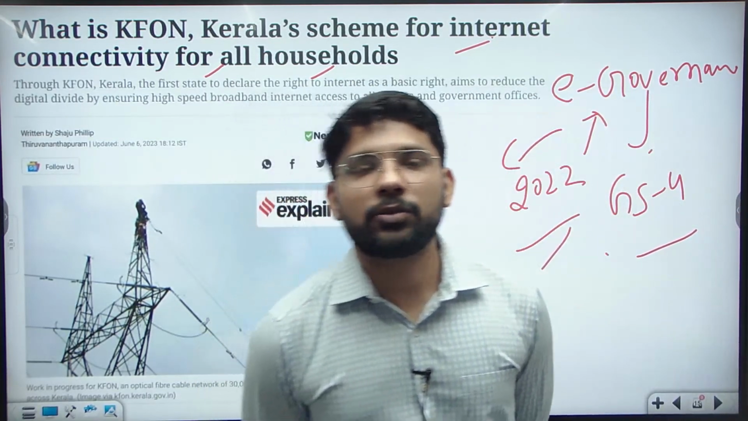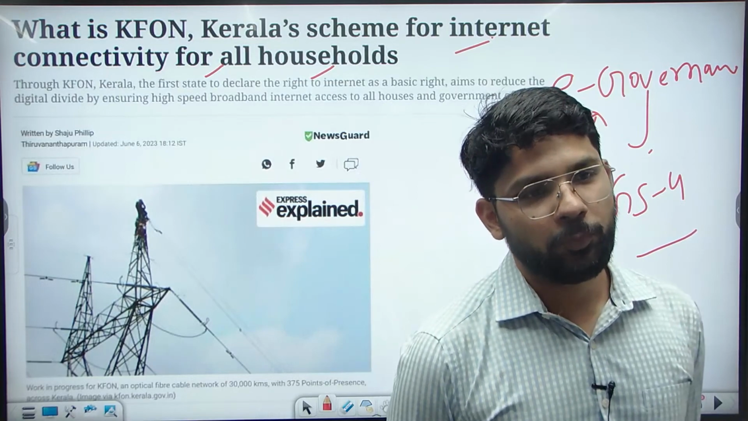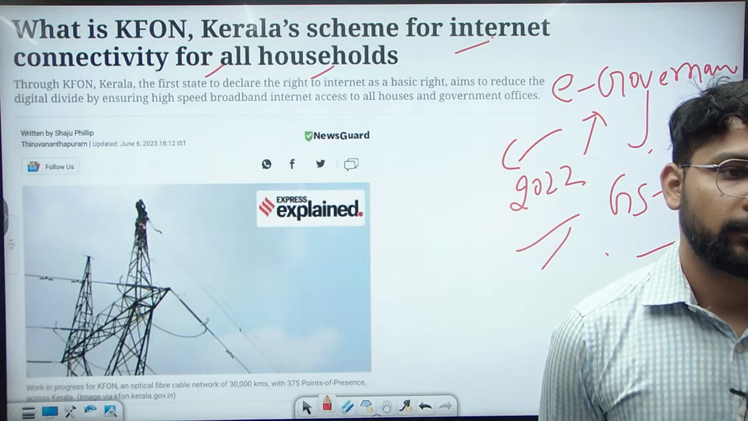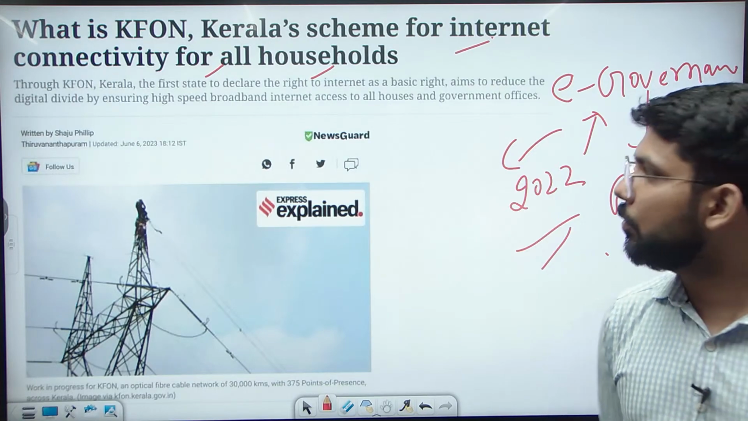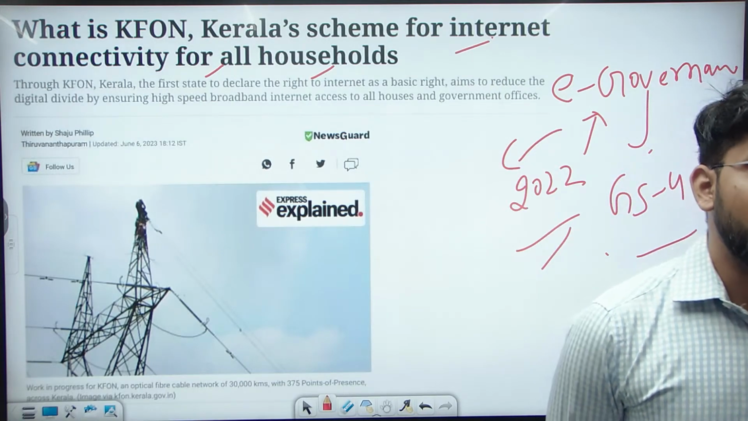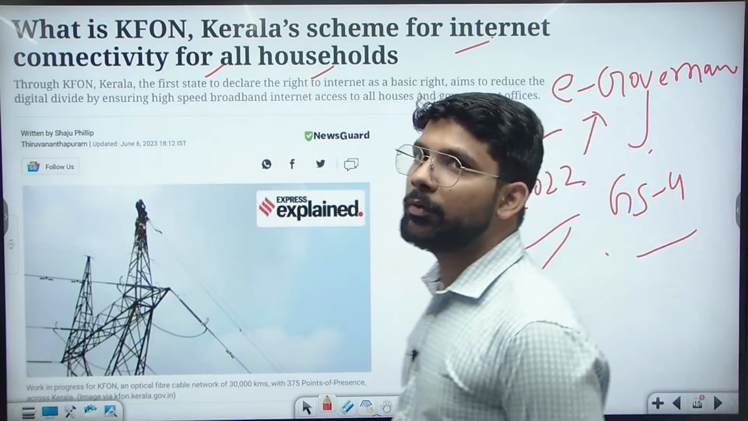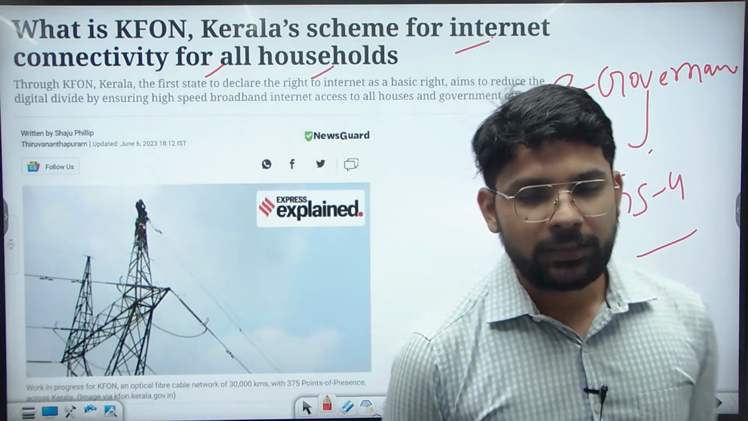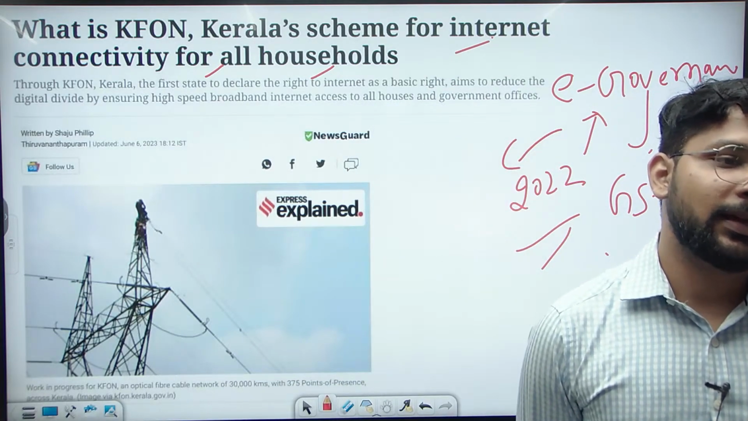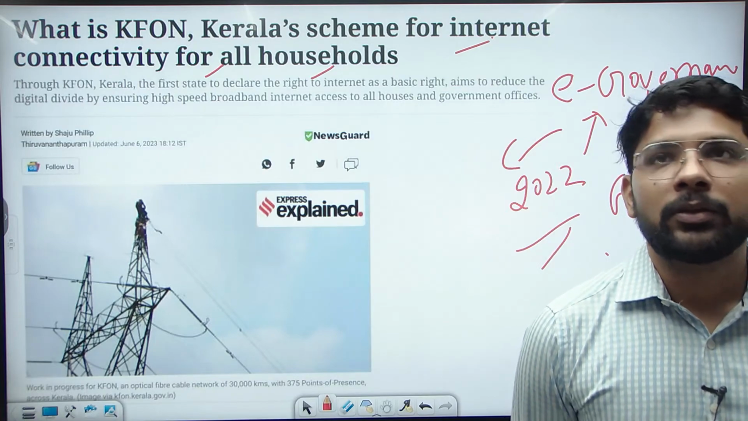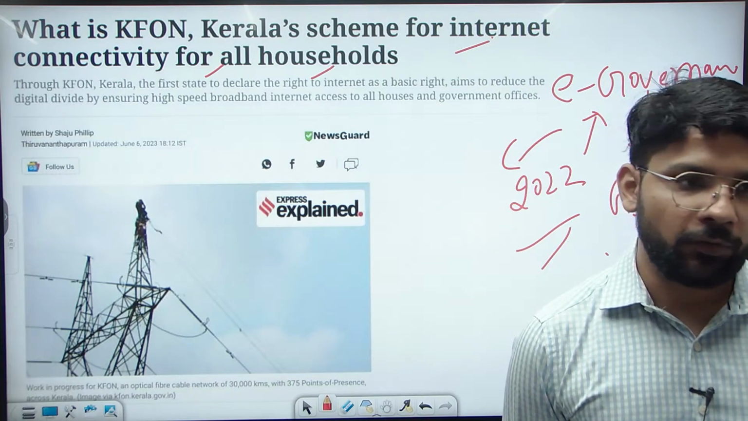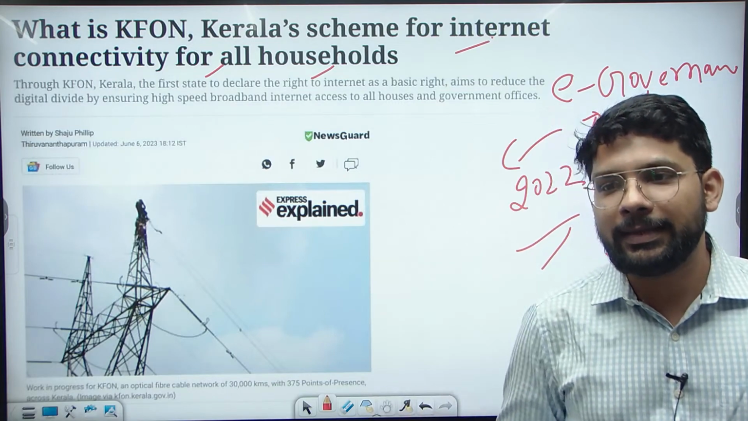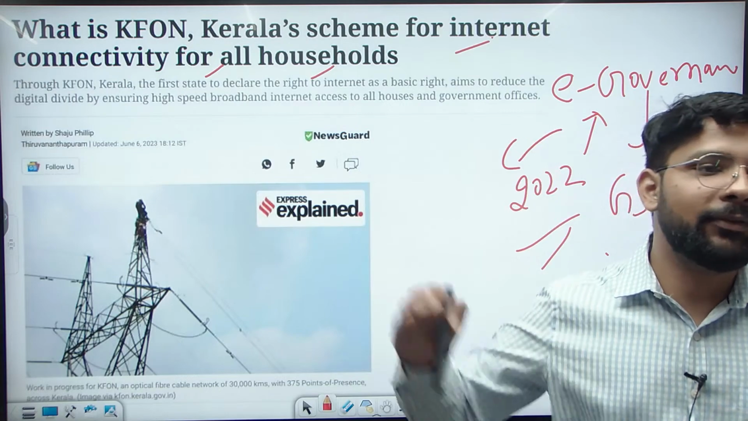So a governance question can come in Paper 1, Paper 2, Paper 3, Paper 4. You need to write according to that, and you can quote this case study. Kerala is the only state in the country which is providing public infrastructure related Wi-Fi services to below poverty line families as well as offices. Initially they selected 30,000 offices and 15,000 families belonging to below poverty line, and they will continuously increase it.